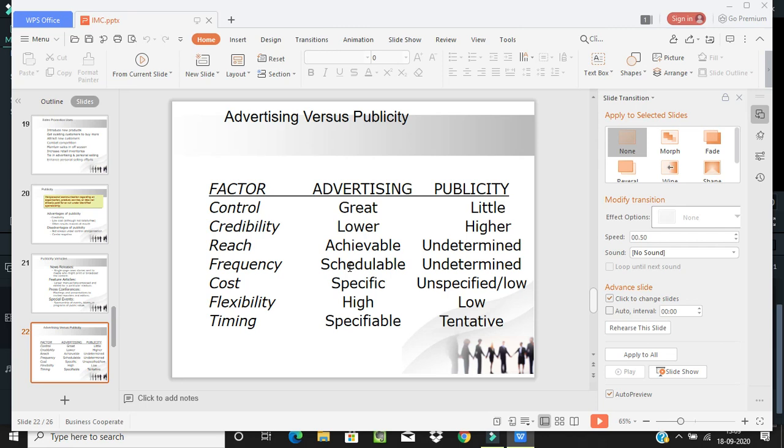Coming to the cost, some specific cost will be there in advertisement, whereas in publicity it will be unspecific or very low. Now flexibility: in advertisement it is low, because once the advertisement is given, it is fixed, no more changes. In publicity, the chances are high. Timing: advertisement has specific timing, while publicity timing is tentative. Whenever publicity takes place, it depends on the mood, the condition and the situation of the person.